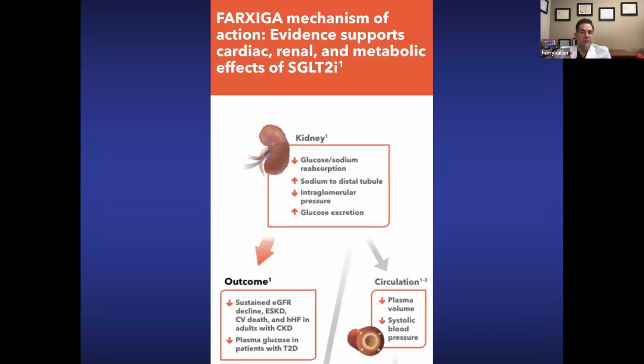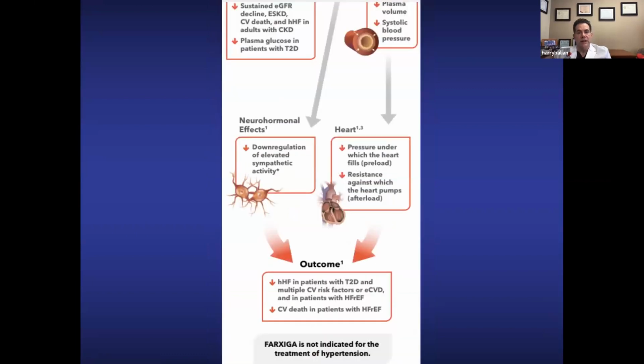So looking at Farxiga, which is again an SGLT2 inhibitor, you have decreased glucose and sodium reabsorption. You have increased sodium to the distal tubule, so more sodium is delivered, more sodium is excreted from the kidneys, more glucose is excreted, and they have less volume retention. Ultimately, you have improvement of the heart failure symptoms, improvement in glycemic control as well.